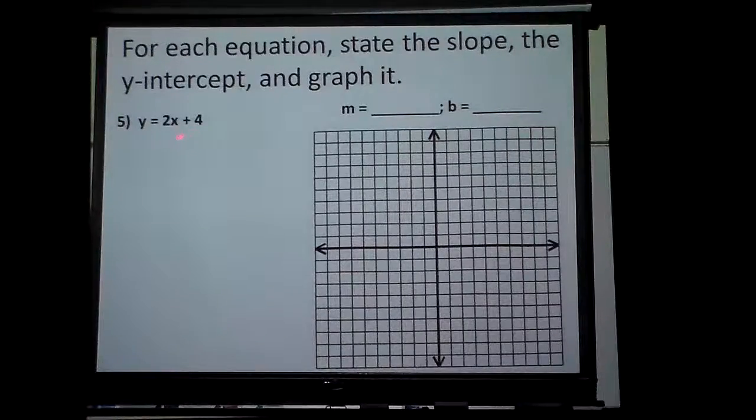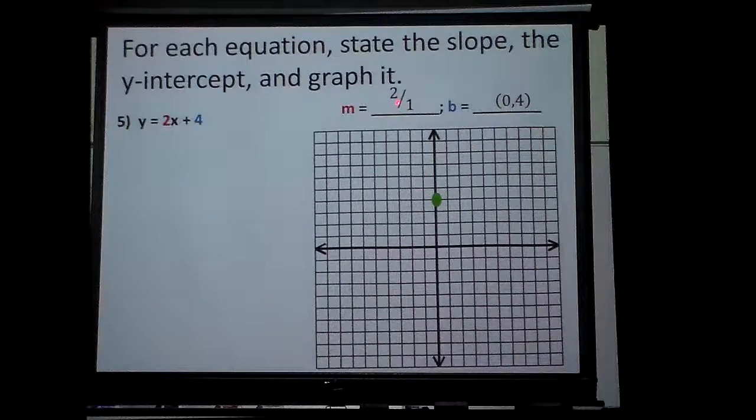Well, let's think about it. We know that the b is the y-intercept. Basically, that's the point (0, 4). And we have a slope of m, which would be 2 over 1, because if I just have 2, that means the slope's really 2 over 1. And let's graph it. My point is at (0, 4). So let's put a dot here at (0, 4).